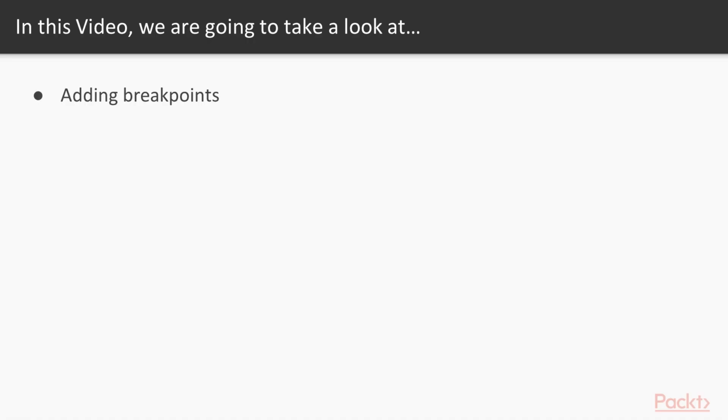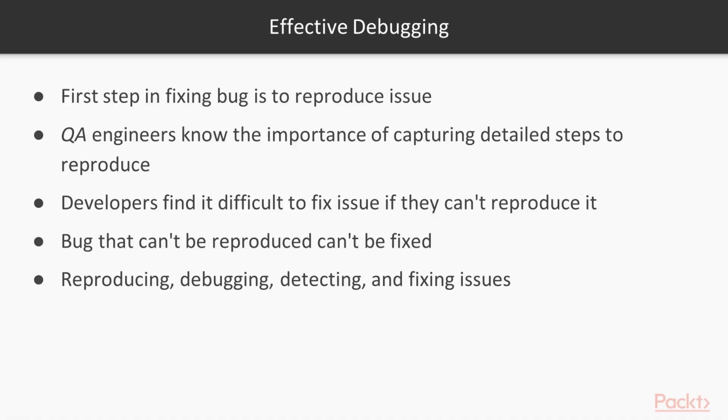In this video we will learn to add breakpoints. The first step in fixing a bug is to reproduce the issue. It is crucial to capture the steps involved in reproducing the bug very efficiently. Experienced QA engineers will know the importance of capturing detailed steps to reproduce, as developers will find it difficult to fix an issue if they can't reproduce it. From my point of view, a bug that can't be reproduced can't be fixed.